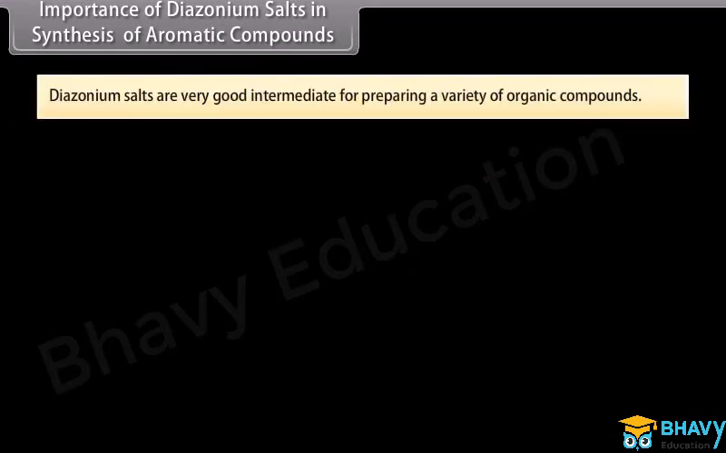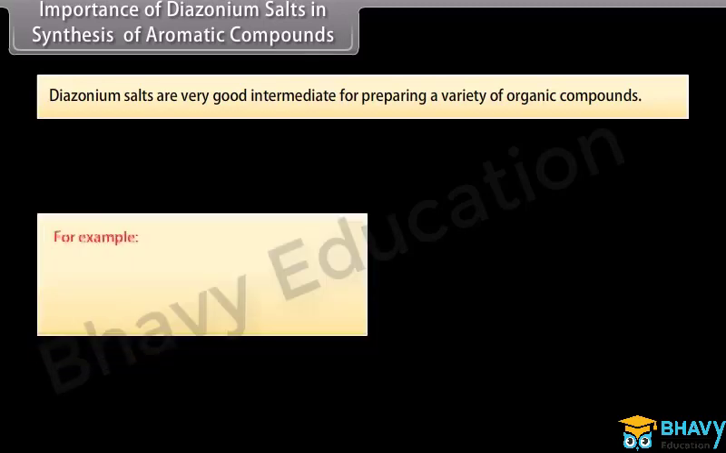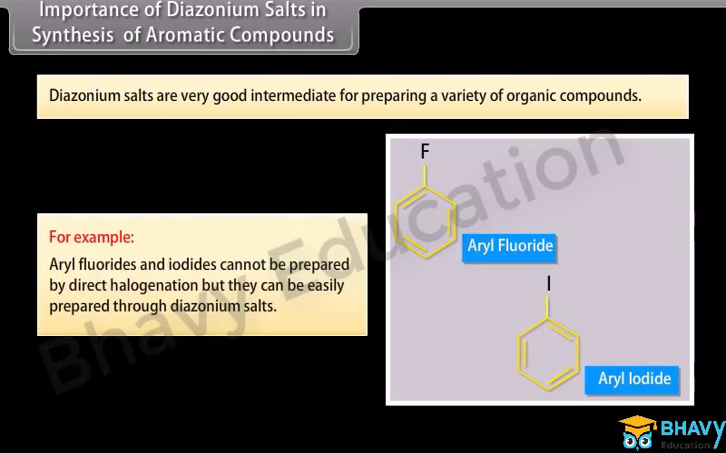Importance of diazonium salts in synthesis of aromatic compounds. Diazonium salts are very good intermediates for preparing a variety of organic compounds. For example, aryl fluorides and iodides cannot be prepared by direct halogenation, but they can be easily prepared through diazonium salts.